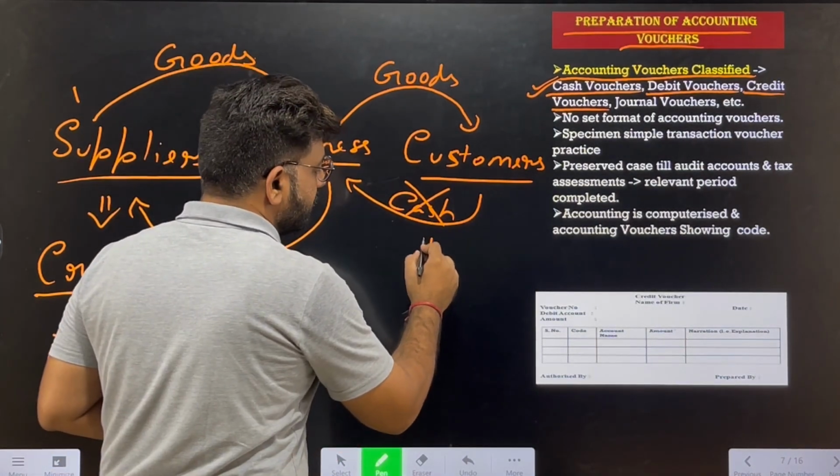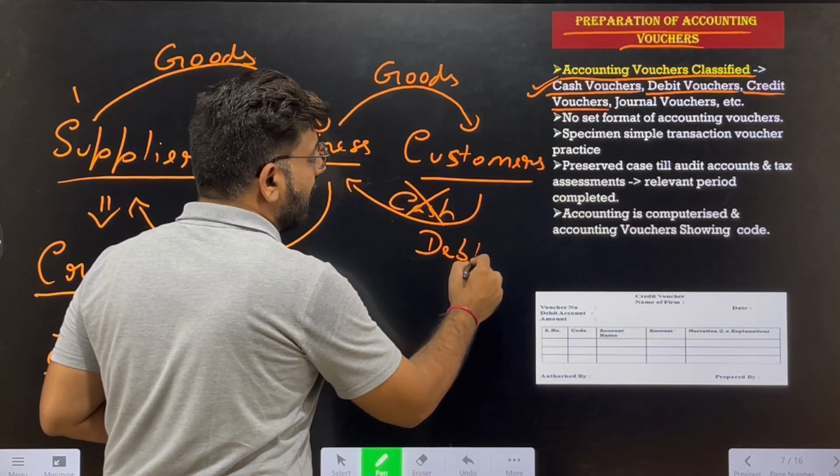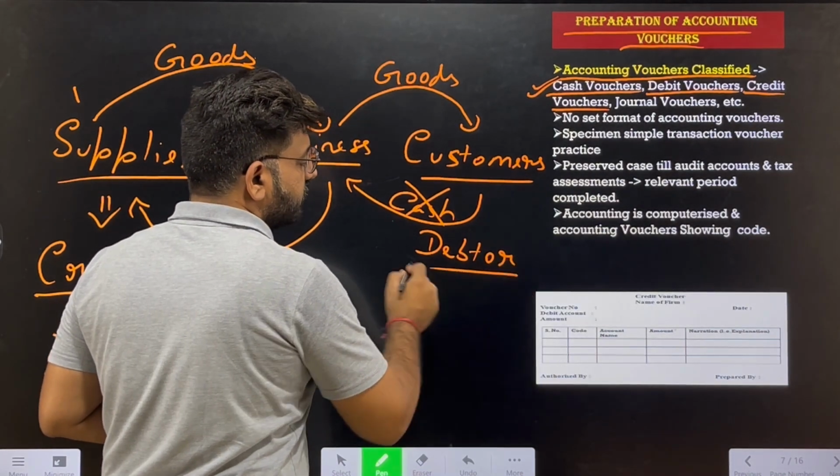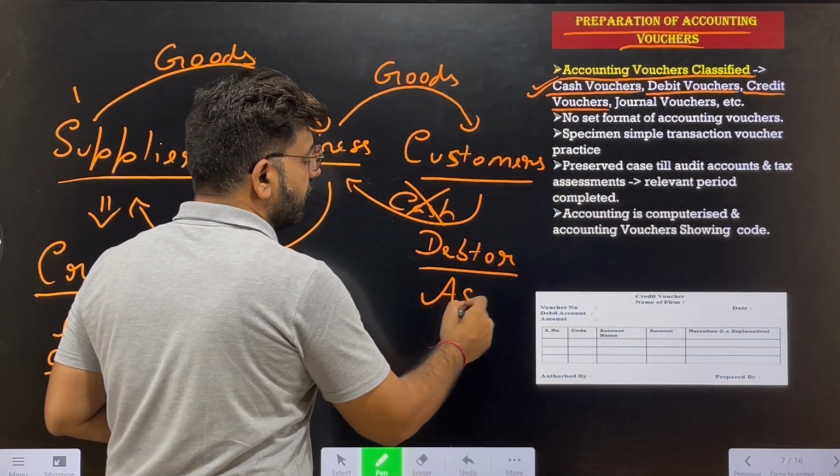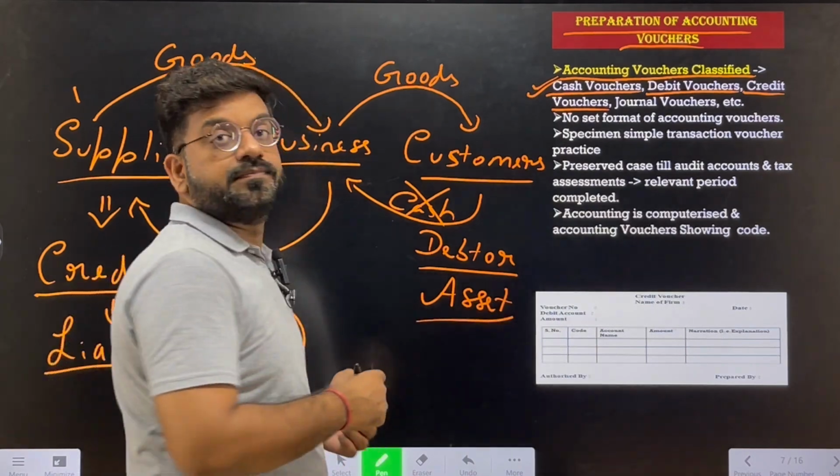So this time, this person will become our debtor. Now, since he is our debtor, he is our asset. Why? Because after a month or so, after a period of time, we will gain an amount from him. We will receive an amount from him. That's why he is our asset.